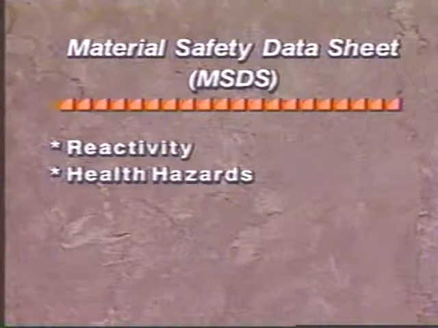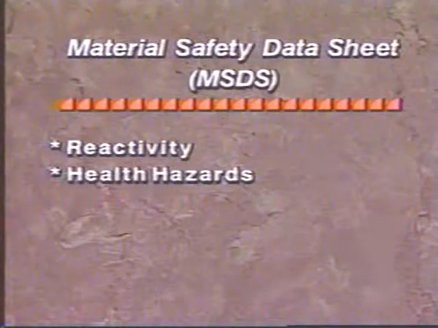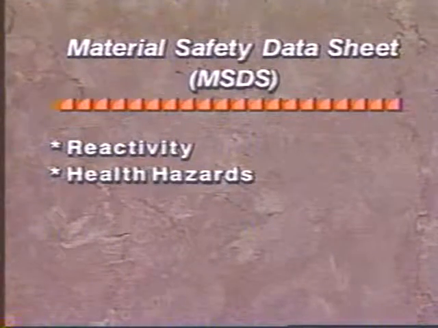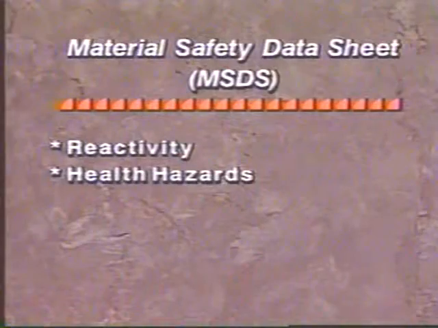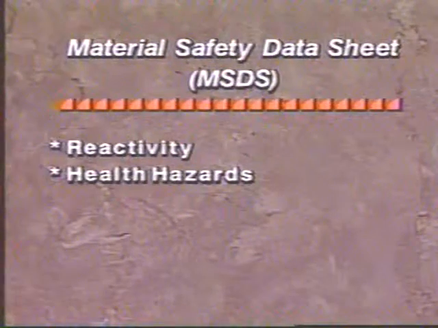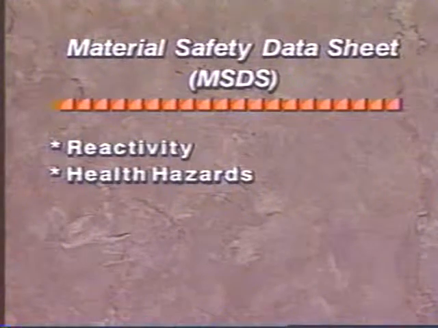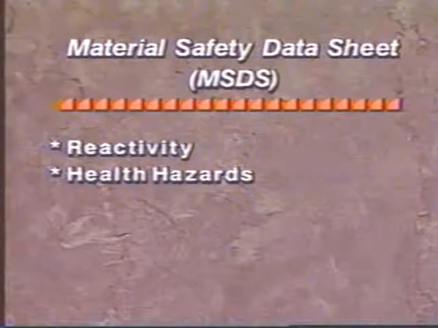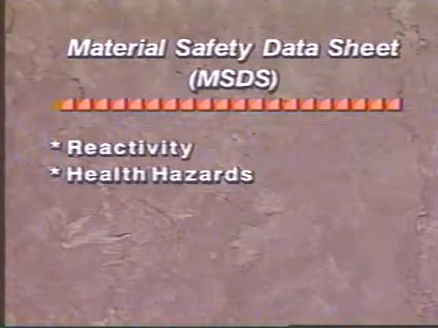Section 6 is an important section in this material safety data sheet. It deals with the health hazards. The acute or immediate and chronic or delayed health hazards, together with signs and symptoms of exposure, will be found in this section. In addition, any medical conditions that are aggravated by exposure to this compound must be included in this section.